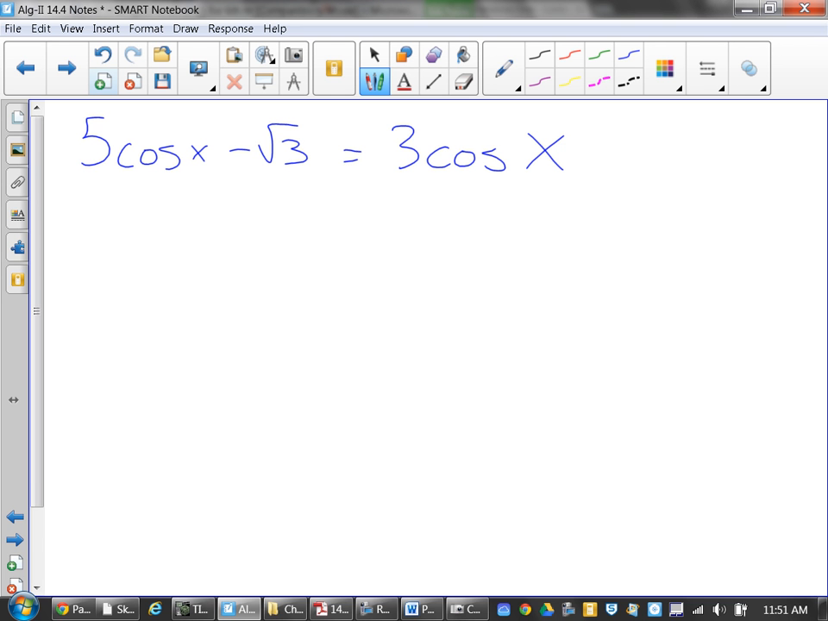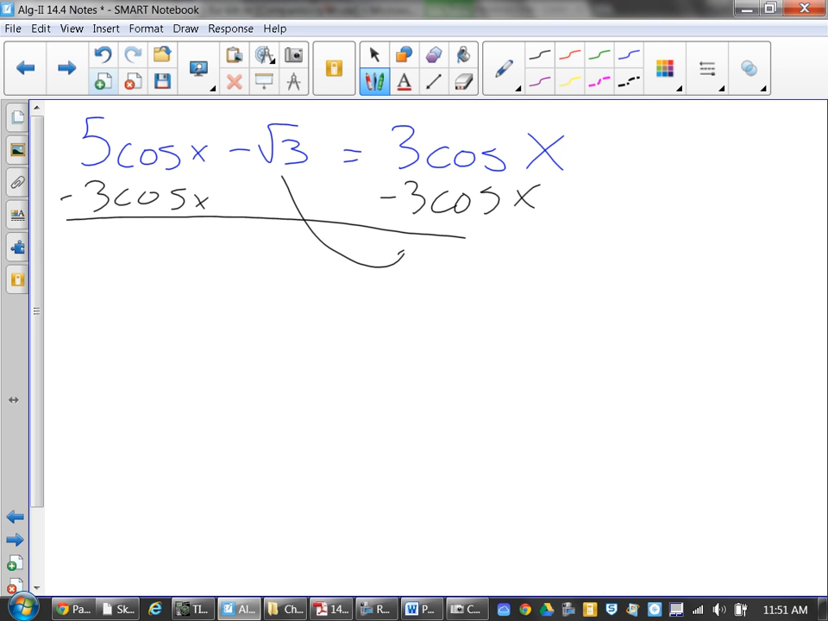Oh, so we don't have to do any dividing? Well, you will eventually, but you subtract the 3 cosine x, and then you get 2 cosine x. Then I'm going to add that root 3 there, so you get 2 cosine x is root 3. It's so easy, you want to throw your pencil at it. No plus or minus this time, very good.